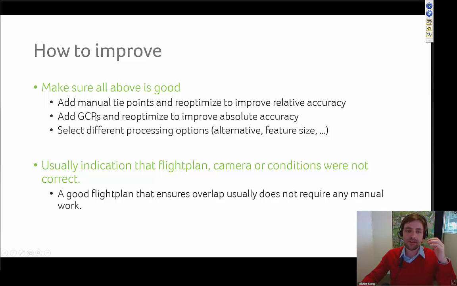However, when you start seeing mismatches and so on, it's not the best. I mean, you can do manual work, but the goal is not to have to do this manual work all the time. It's usually a very good, strong indication that something in the flight plan or the camera or the lighting conditions or the condition of what you're trying to map is not correct. If you usually have a good flight plan that ensures enough overlap and the project makes sense, then normally you don't have to add any of these manual type points. Everything will be nicely good, and then you just use this manual check to make sure that everything went well.